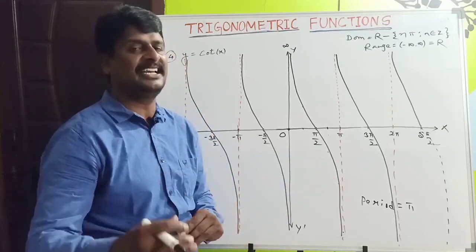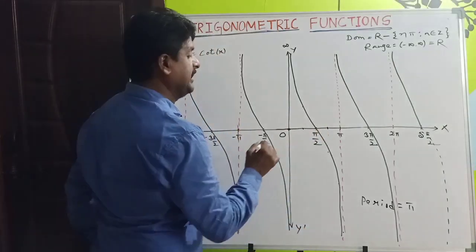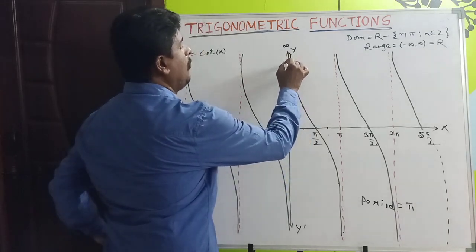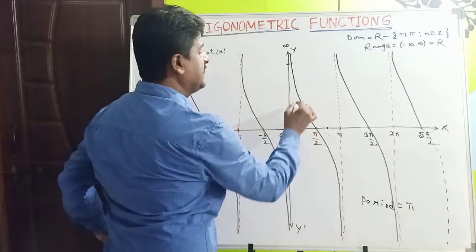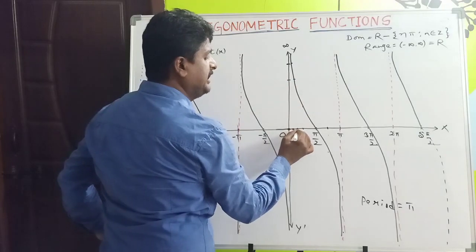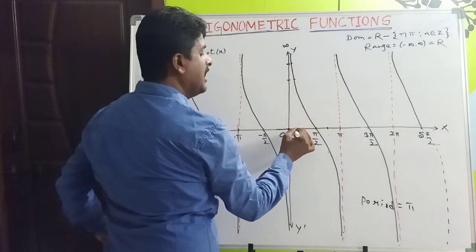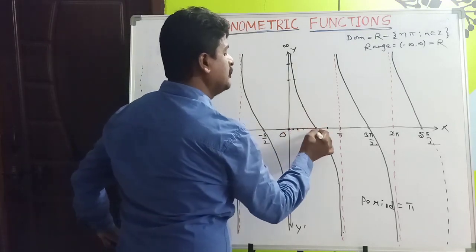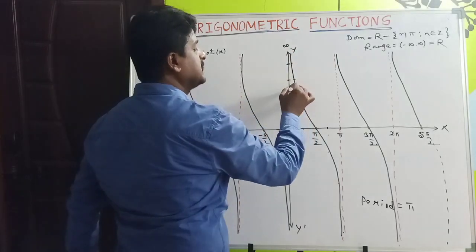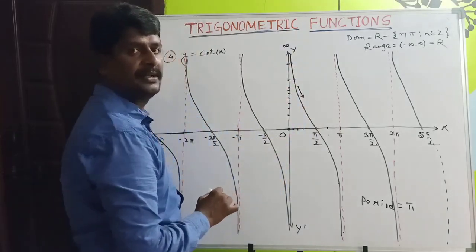And increasing decreasing nature, let us discuss. 0 to pi by 2, it is the first quadrant. For this x value, the corresponding y value is somewhere here on the y-axis. For this x value, the corresponding y value is somewhere here on the y-axis. Here to here, x values are increasing, but the corresponding y values are decreasing. From left to right, x values are increasing. Graph is coming from up to down. Means corresponding y values are decreasing. So it is a decreasing function.